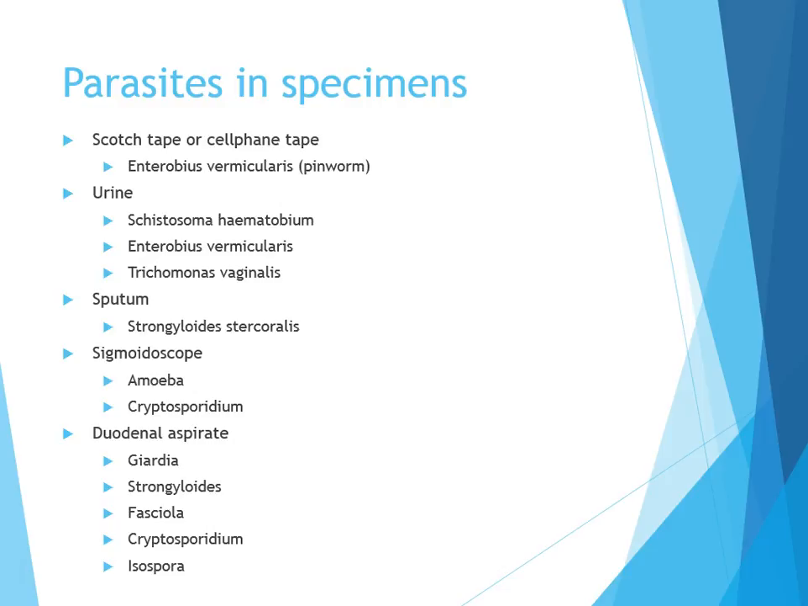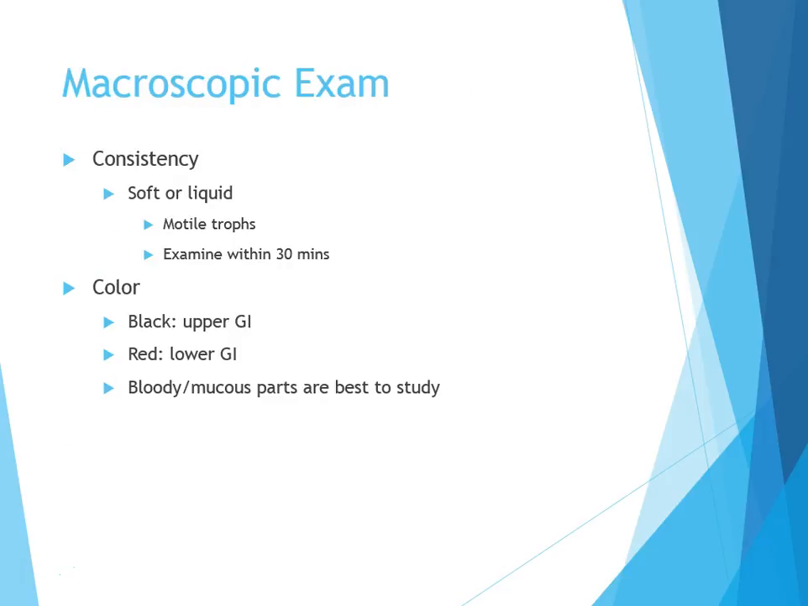Sigmoidoscope is good for amoebas and Cryptosporidium. Duodenal aspirates, you can see Giardia, Strongyloides, Fasciola, Cryptosporidium, and Isospora.